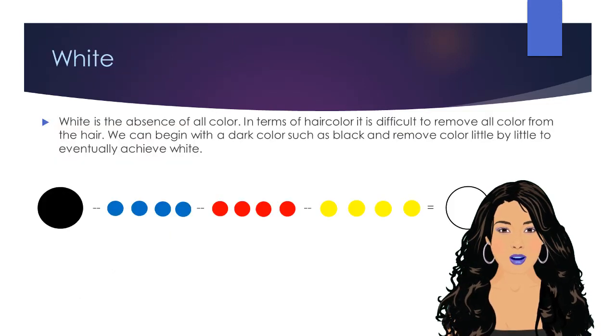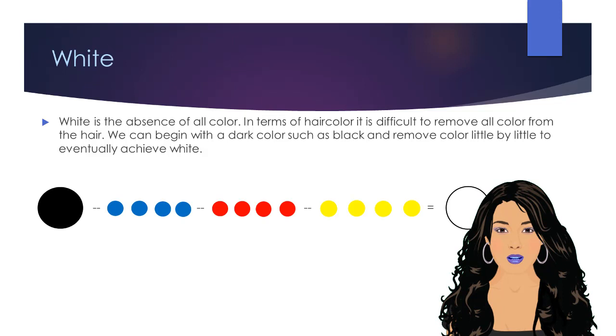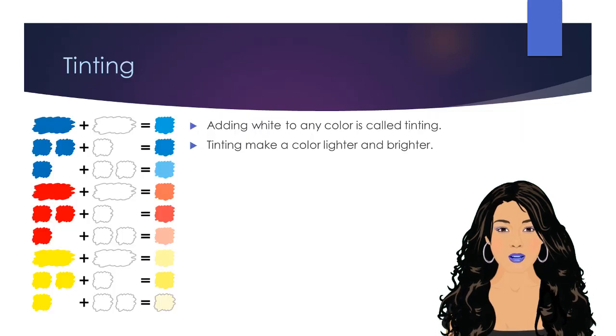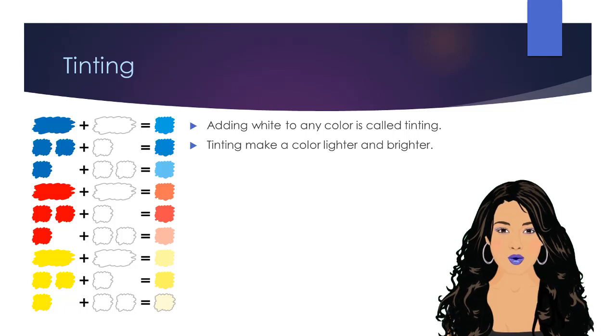White is the absence of all color. In terms of hair color, it is difficult to remove all color from the hair. We can begin with a dark color, such as black, and remove color little by little, to eventually achieve a very pale, yellow color, but in reality, we can never completely remove all color in order to achieve white. Adding white to any color is called tinting. Tinting makes a color lighter and brighter.